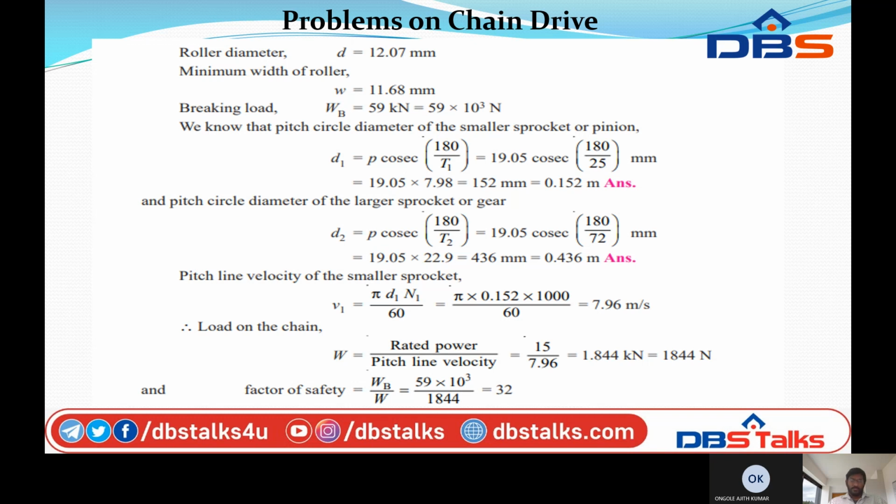So the breaking load WB is equal to 59 kilonewton. So this kilonewton will be converted to newtons: 59 into 10 cube Newton.